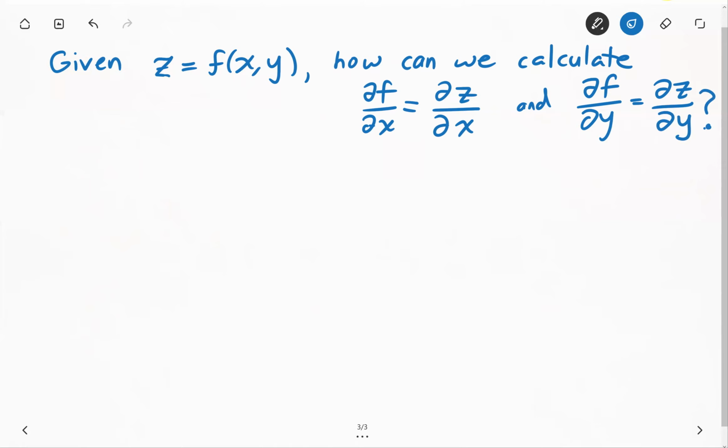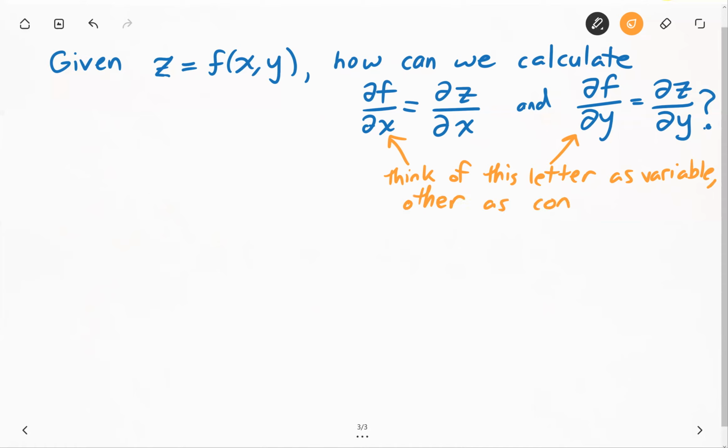And the answer is to think of one of the variables as a variable. One of the variables is changing. Sounds redundant, I know. And think of the other variable as being held constant. Right, so in both of these cases, we'll think of this letter as variable, and the other as a constant.